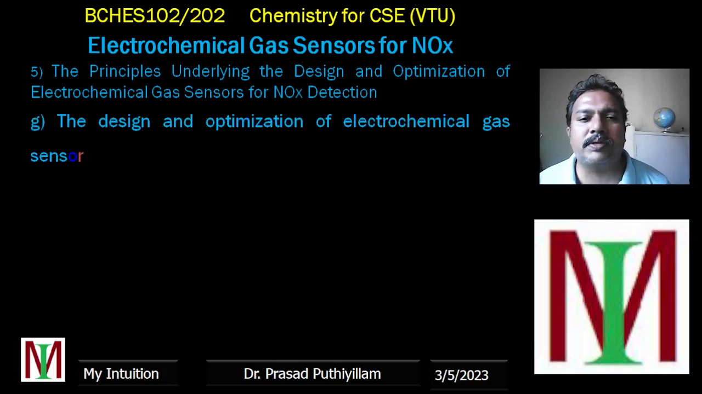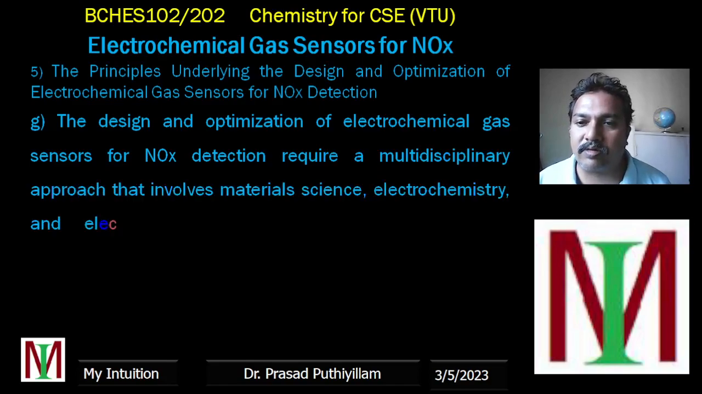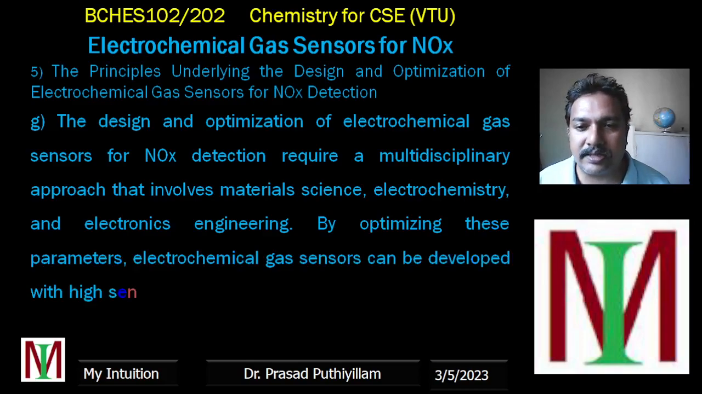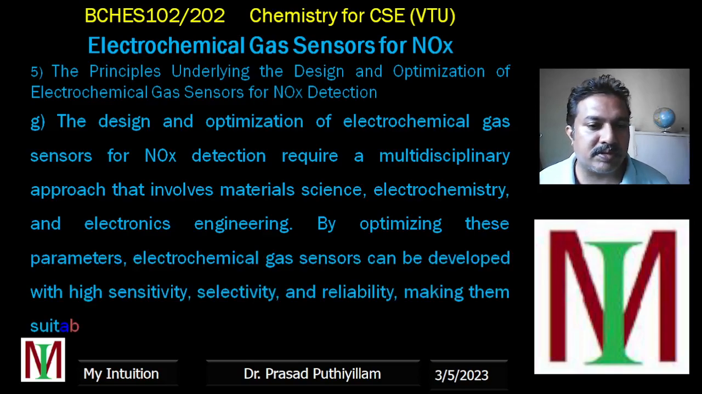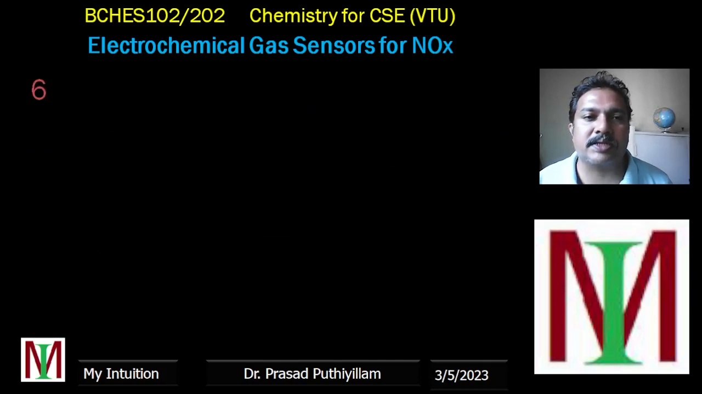The design and optimization of electrochemical gas sensors for oxides of nitrogen detection requires a multidisciplinary approach that involves material science, electrochemistry, and electronics engineering. By optimizing these parameters, electrochemical gas sensors can be developed with high sensitivity, selectivity, and high reliability, making them suitable for a wide range of applications.